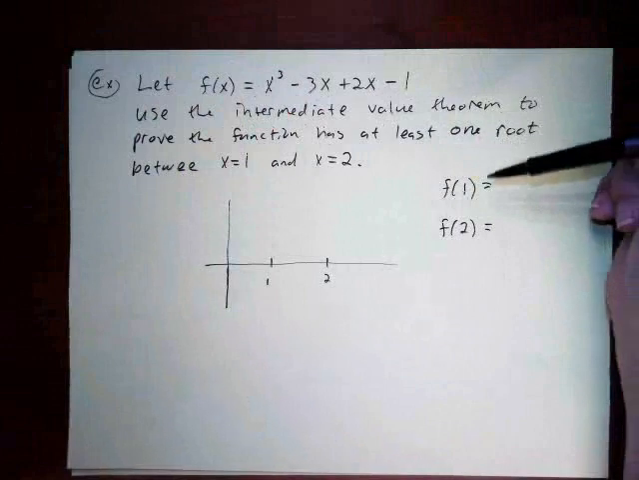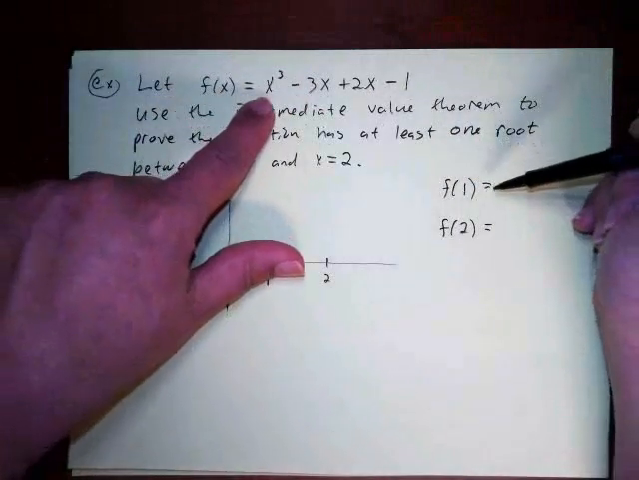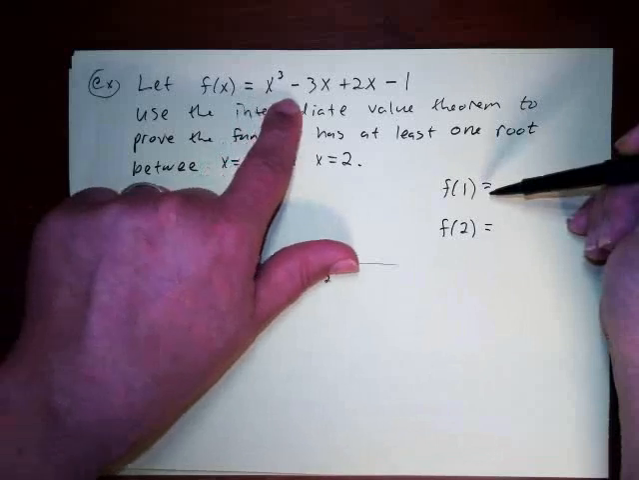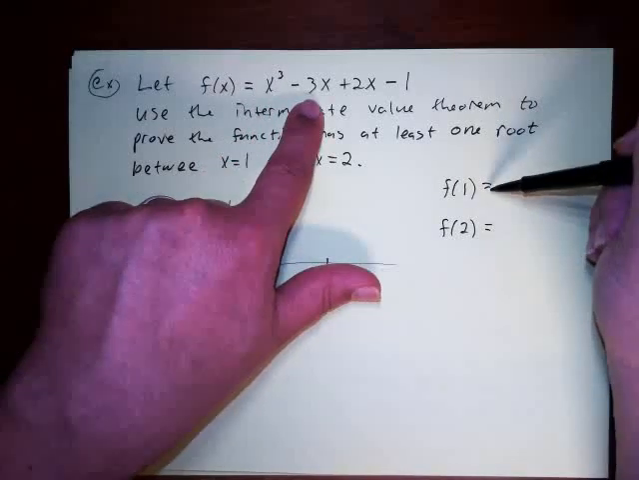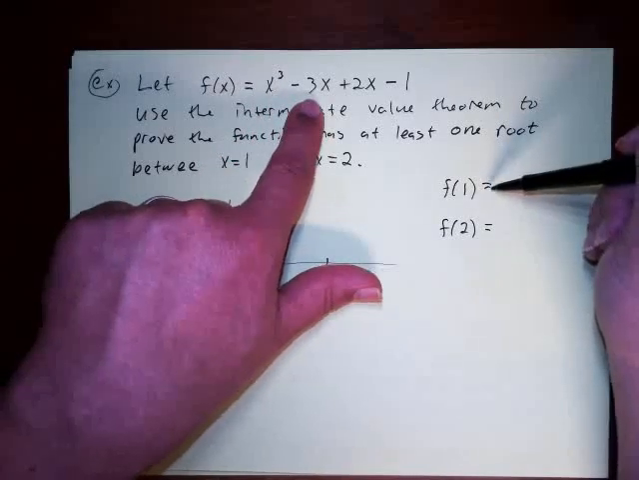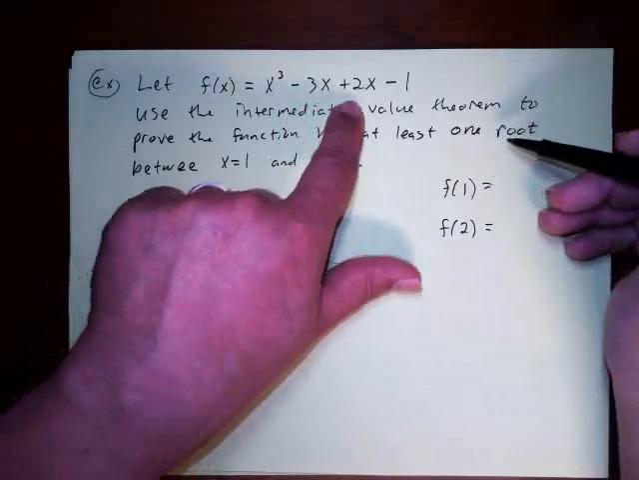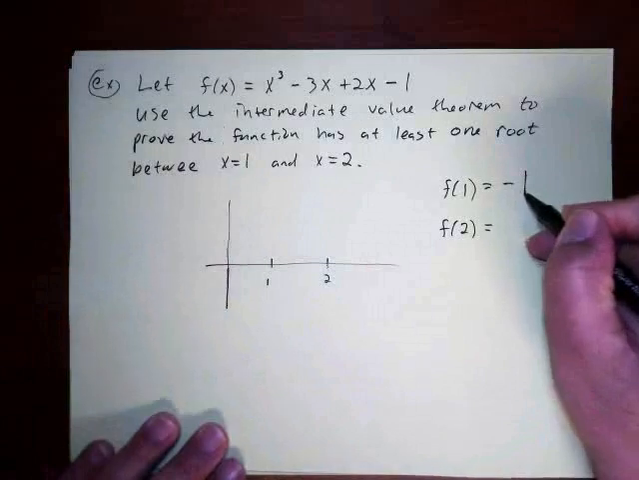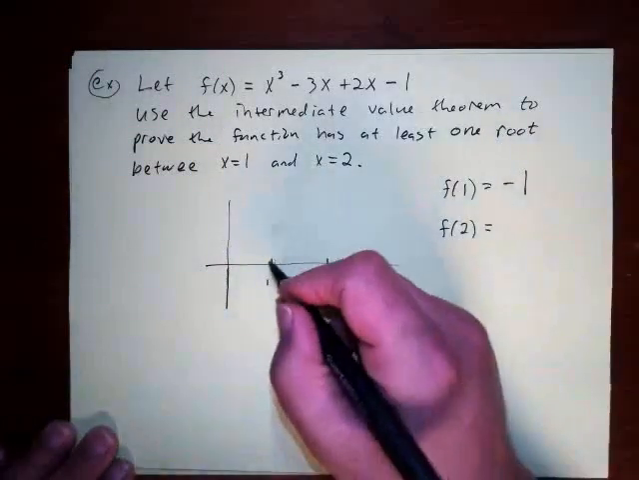Let's see, let me do it again. 1, this would be 1 minus 3, negative 2, plus 2 would be 0, and this would be negative 1. There we go. That's the number I was looking for. So f of 1 is equal to negative 1.